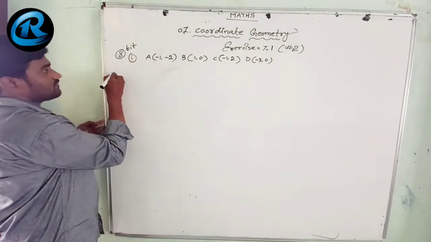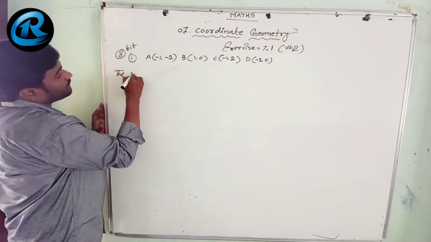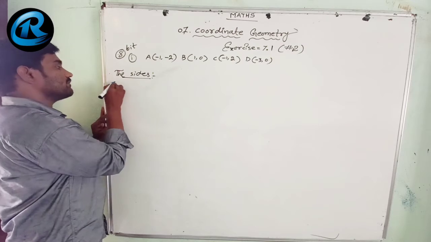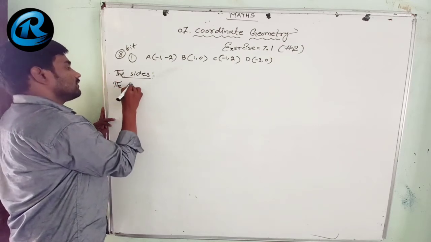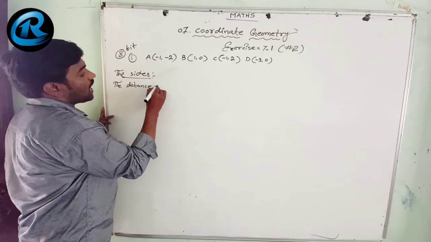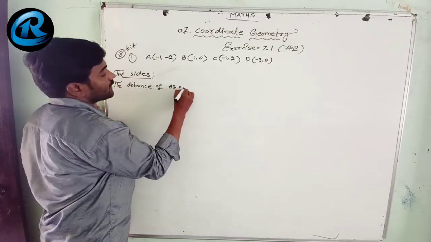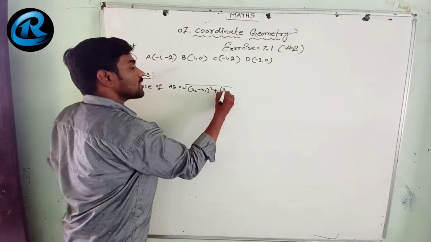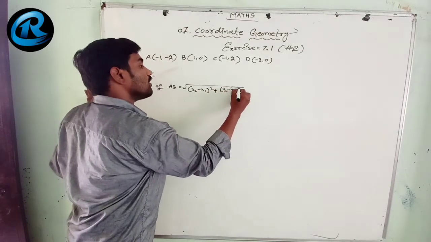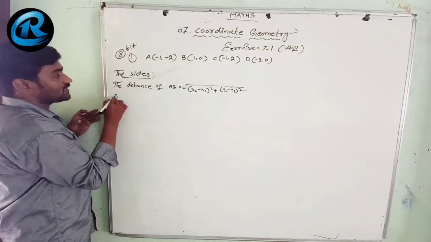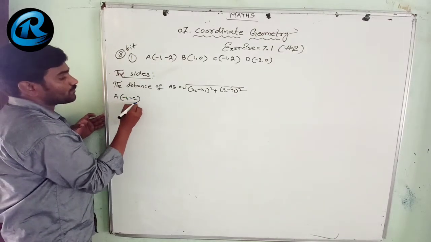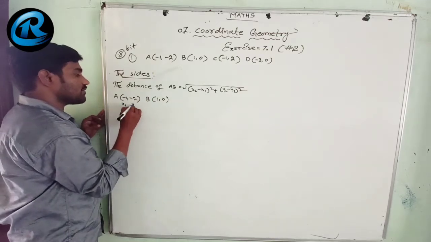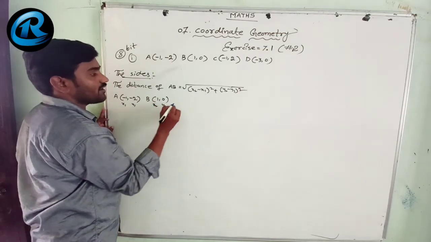First, the sides. Based on the sides, the distance of AB equals under root of (x2 minus x1) whole square plus (y2 minus y1) whole square. A point is minus 1 comma minus 2, B point is 1 comma 0. That is x1 comma y1, x2 comma y2.